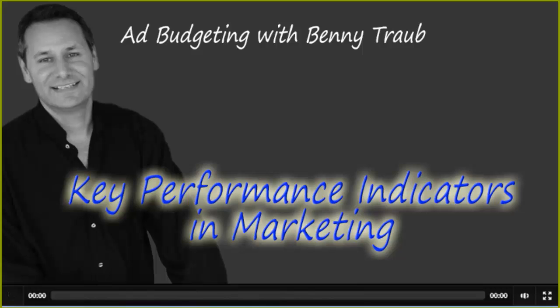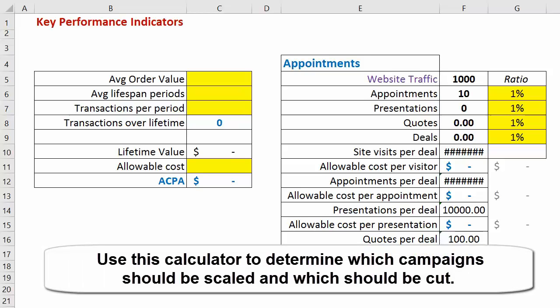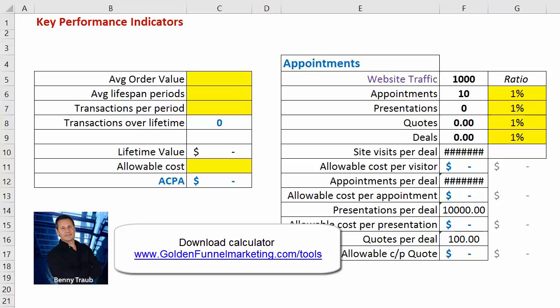So one of the most important pieces of foundational groundwork that you're going to lay before you embark on a new promotional program is to determine some of your key performance indicators, because your key performance indicators will help you make decisions about which promotional campaigns can and should be scaled up and which should be scaled down or cut out altogether. So I'm going to run you through these numbers really quickly.